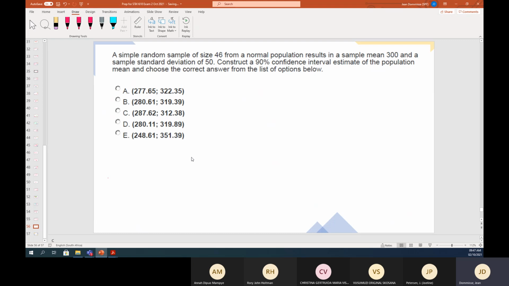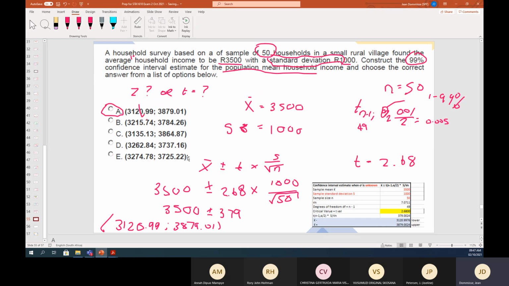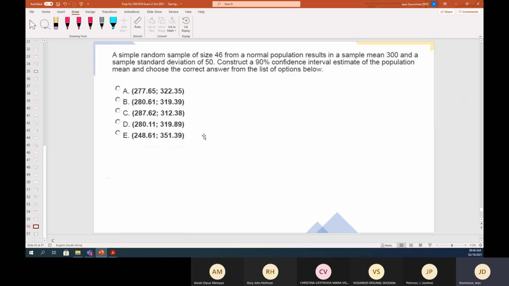So again, in the exam, you will not get 2 or 3 questions of the same thing. You will not get 2 or 3 questions where you only need to use T for a confidence interval as well. Unfortunately, if we used the Z, there would have been an option for us to pick as well. So let's look at the last one that I have for today.